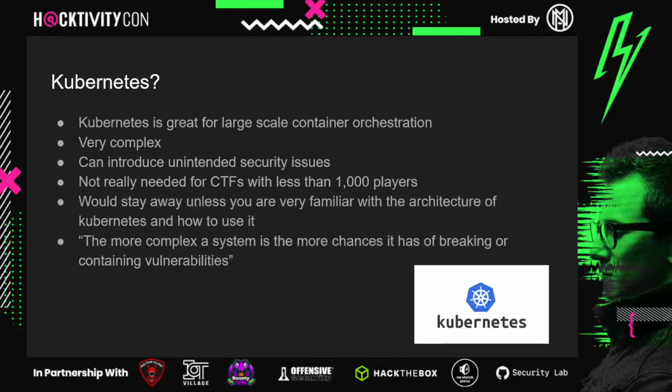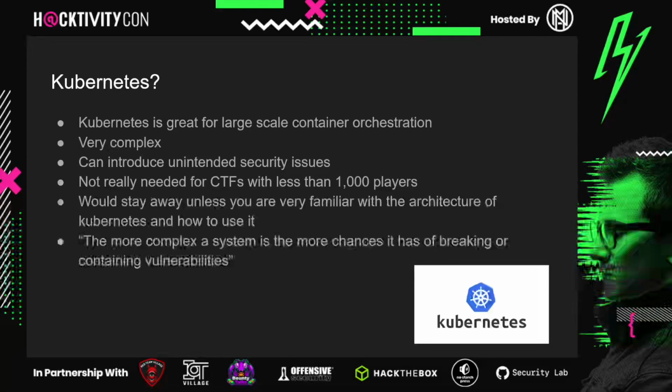As I've been talking a lot about Docker and how these challenges run in Docker images and Docker containers, some of you might be thinking, oh, well, Kubernetes does large-scale container orchestration. Yes, it does. Kubernetes is great, and it's very good at what it does. However, with Kubernetes come the complexities. Kubernetes as a system is very complex with a lot of moving parts. And one of the things which I sort of live by is the more complex the system is, the more chances it has of breaking or containing vulnerabilities. So you just want to keep that in mind if you decide to go the Kubernetes route.